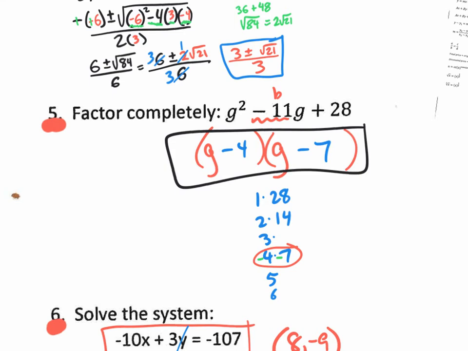they tell you factor completely, and of course you think what times what is the C value that if you combine together is the B value. You could make a list and you find out that it's -4 and -7, and that's your answer. Factoring completely, that's why you do it.